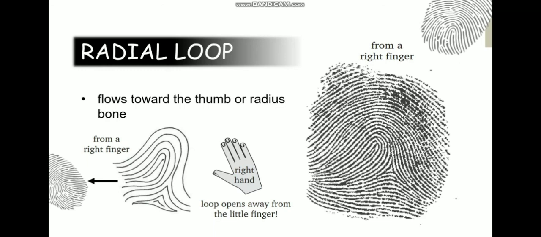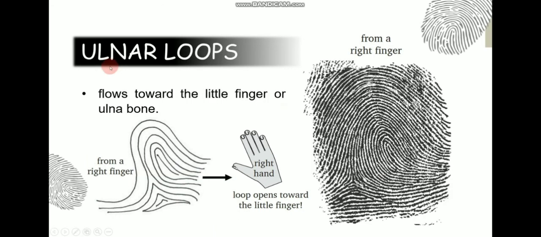So makita ra man sa illustration na ang unsay porma sa radial loop. And then ulnar loops flow toward the little finger or ulna bone. So nakita man ninyo ang pangkalahian sa radial o ulnar.